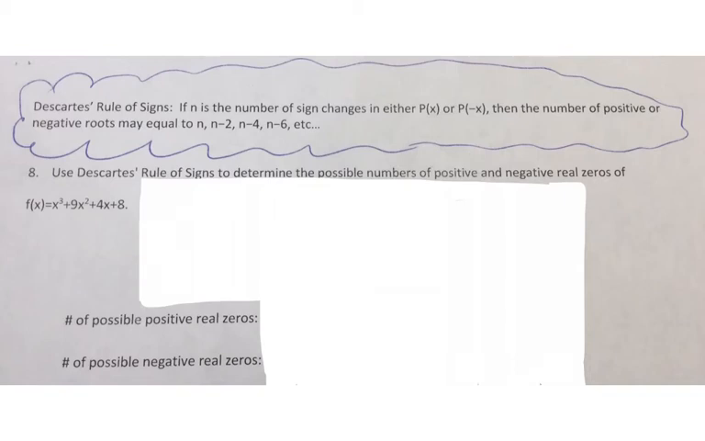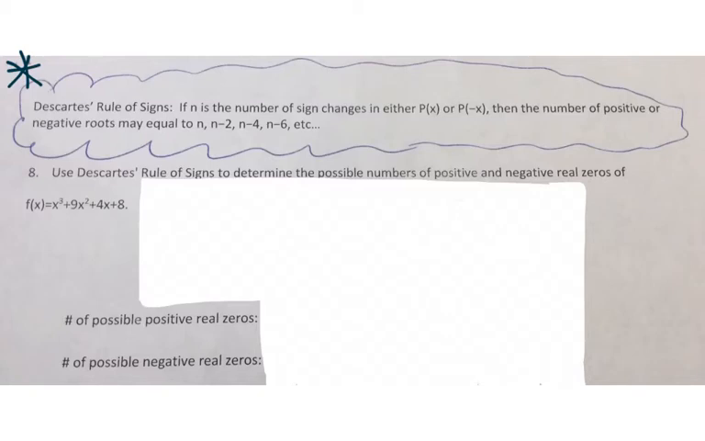This video is a continuation of 3.4. This is a small section in there about the Descartes rule of signs. Now, the description right here of the Descartes rule of signs says that if n is the number of sign changes in either p of x or p of negative x, then the number of positive or negative roots may equal n minus 2, n minus 4, n minus 6, which is really a convoluted way to say what they're trying to say.